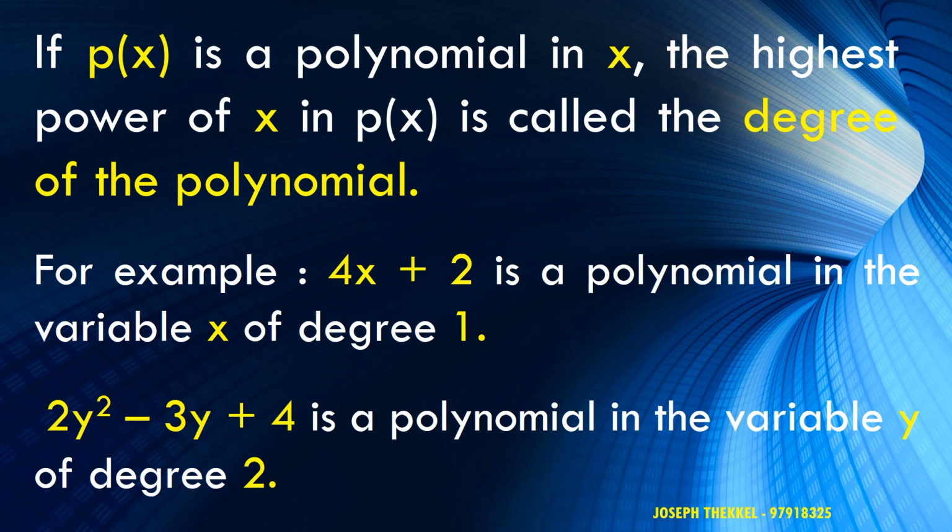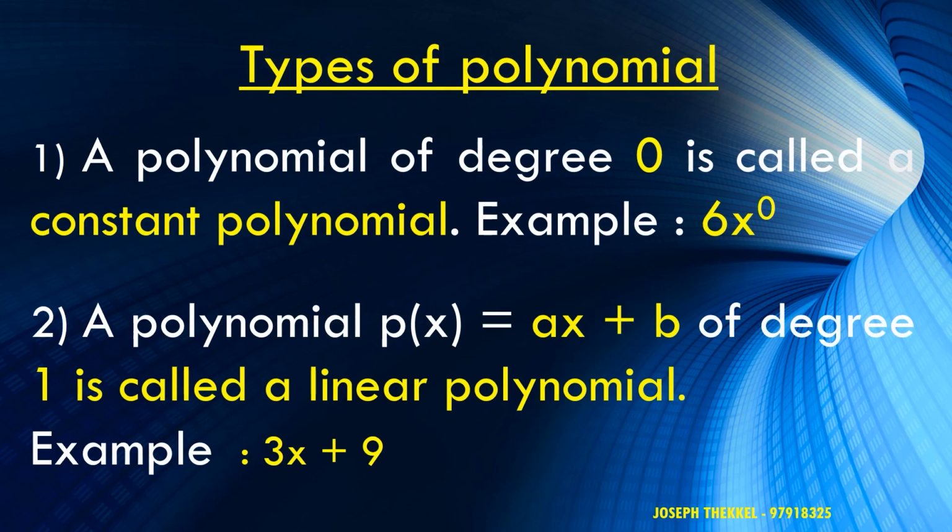If p(x) is a polynomial in x, the highest power of x in p(x) is called the degree of the polynomial. For example, 4x + 2 is a polynomial in the variable x of degree 1. 2y² − 3y + 4 is a polynomial in the variable y of degree 2.